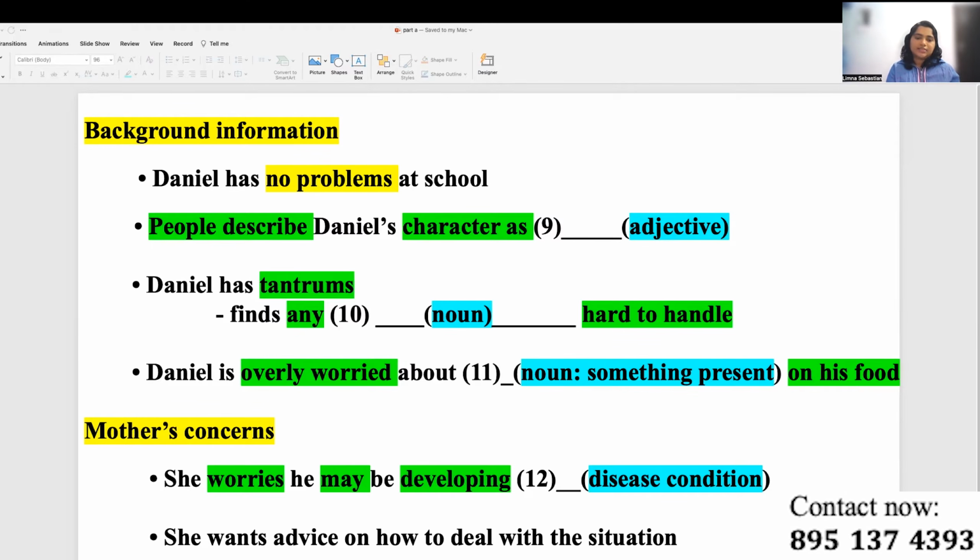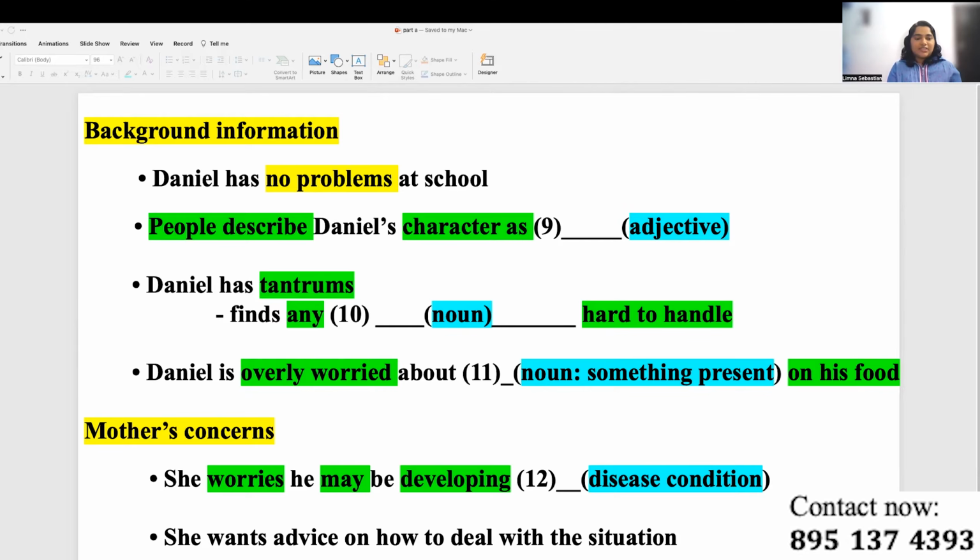Again, Daniel is overly worried about dash on his foot. So here the keywords are overly worried. Maybe Daniel is very conscious or worrying about something on his foot. That is also very important, because we don't know which word, but we can predict there is something present on his foot. That's the reason he is maybe worried. We can predict like that.